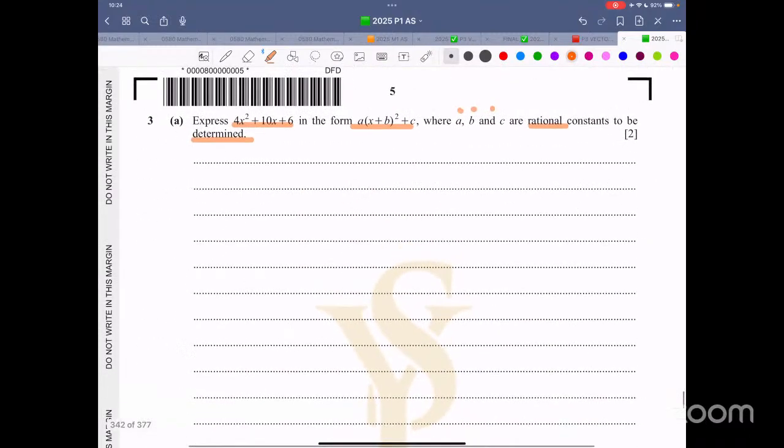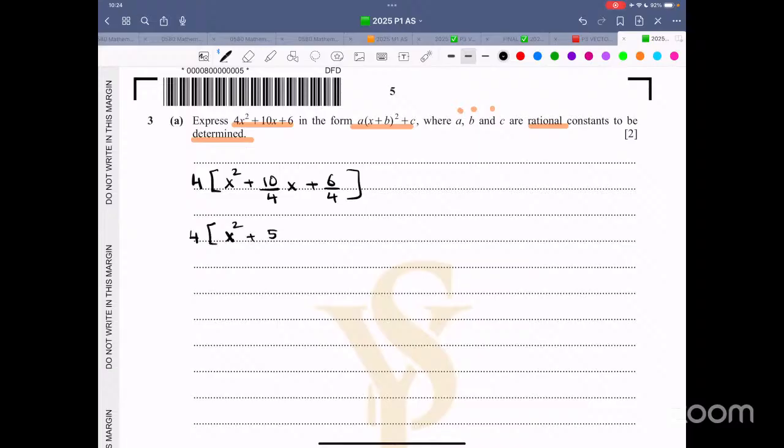So now, first of all, what is the strategy? That is, make sure the coefficient of x square is 1. So this is x square. This is 10 over 4x. This is 6 over 4. That is the first thing that's written over here. 4 as it is, x square. This is 5 over 2x plus bracket square minus bracket square plus 3 over 2. What goes inside the bracket? Half the coefficient of x, that is 5 over 4.